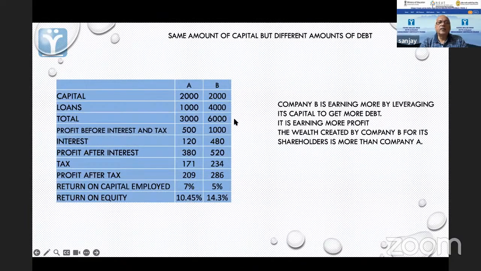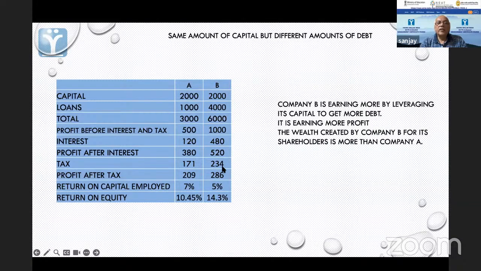So this is the same table, just showing you the return on capital employed in equity again. The only difference is that here what I have done is I have just changed these figures, but I have changed them proportionately. So this used to be 1,000 in the last slide. I have made it 2,000. The loans were 2,000 in the last slide. I have made it 4,000. So the total money at their disposal has now gone up to 6,000. Their profits have doubled. Interest has doubled. Profit after interest is 520 now.